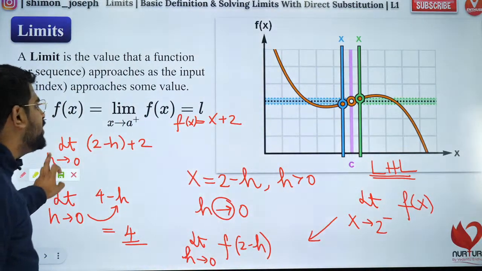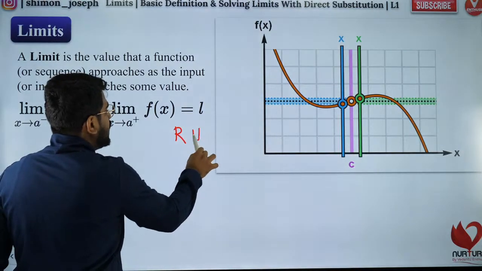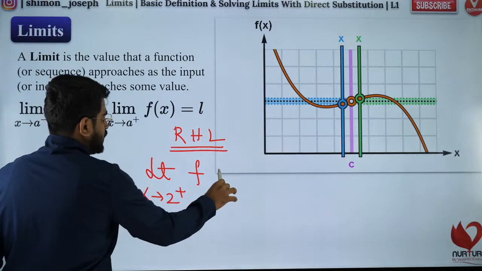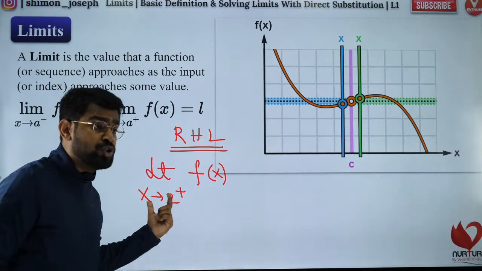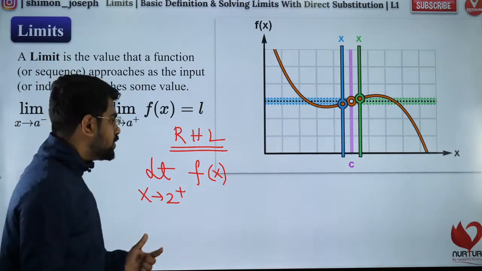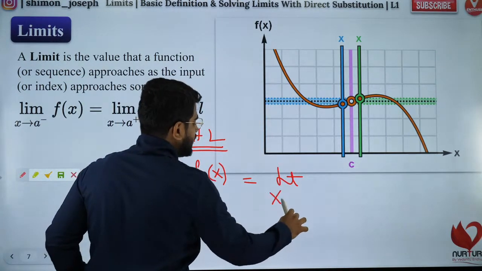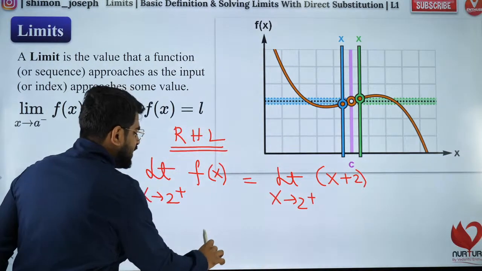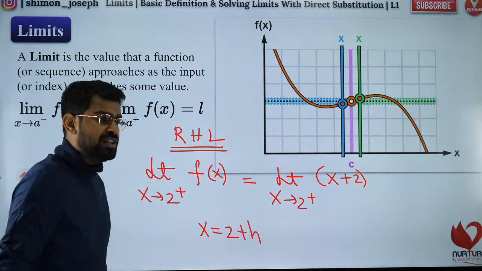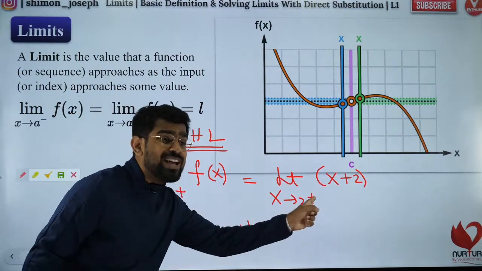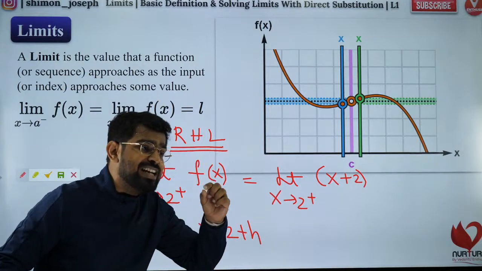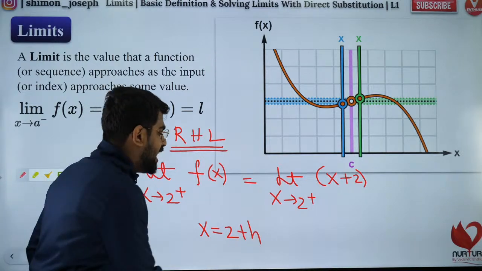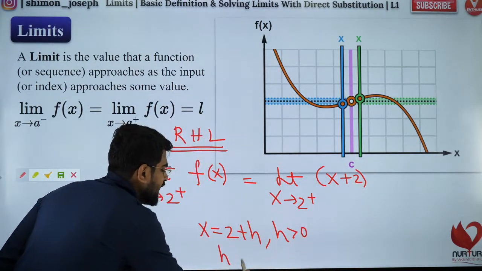Okay, so people, LHL we got. Now I'll do RHL. How do you do RHL? Work it out along with me, guys. I want you to do it. Come on, people. Limit x tending to 2 plus f of x. Why 2 plus? Because I want to approach 2 from the right hand side. Got it? So this is going to be limit x tending to 2 plus f of x, which is x plus 2. Now I will write x as 2 plus h. Zishan, did you get it? Why? Because 2 plus means right side of 2. That means slightly greater than 2. So if it is slightly greater than 2, it will be 2 plus h. And h should be positive and h should tend to 0.